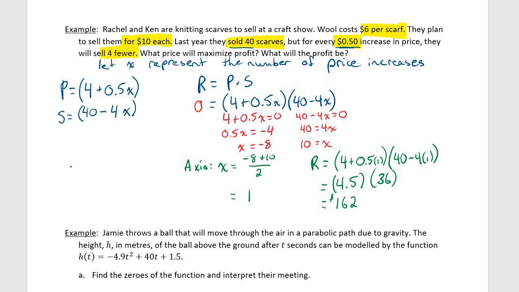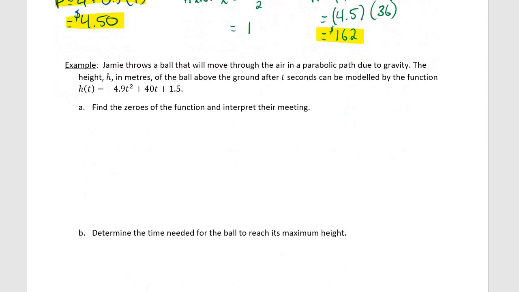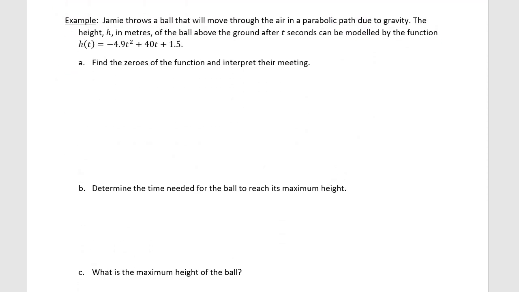So the price that will cause this to happen is 4 plus 0.5 times 1, or $4.50. And then we'd use a therefore statement: a price of $4.50 will maximize the profits, and that maximum profit will be $162. Last one for today.